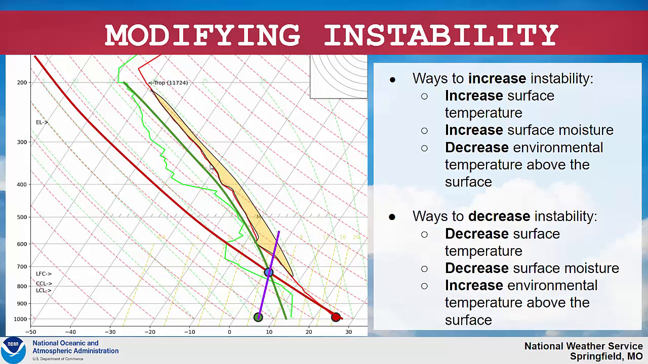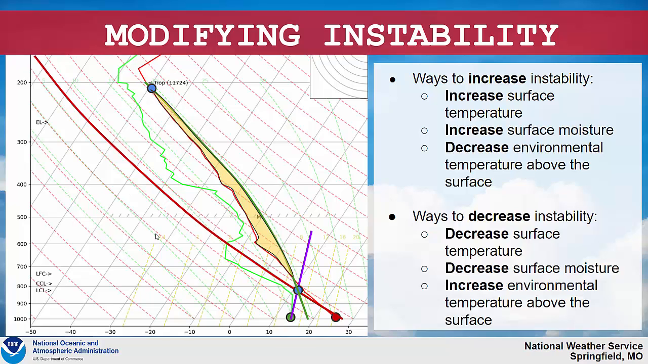This means that the parcel path is cooler than the environmental temperature anywhere in the atmosphere. That basically means that the parcel cannot rise and there is no instability whatsoever. No parcel would be able to rise here when there is decreased moisture. So in this case, there's no instability because there is less moisture.